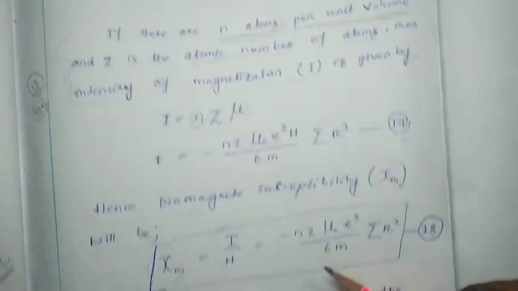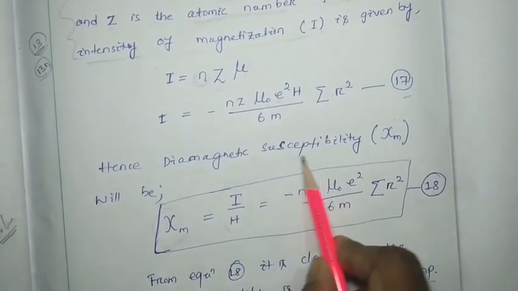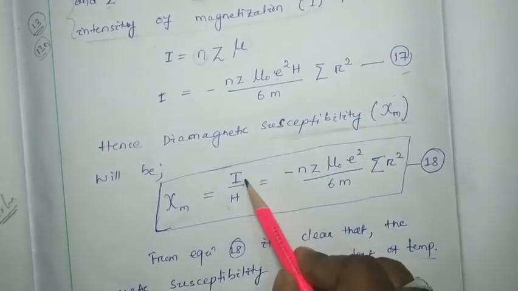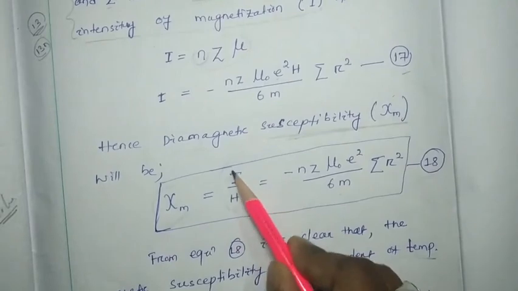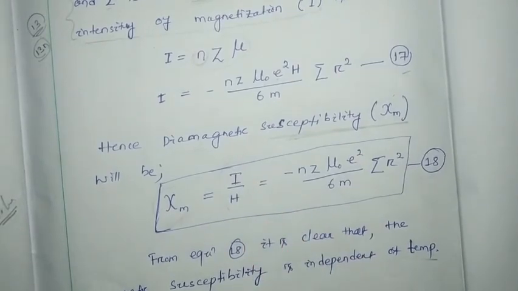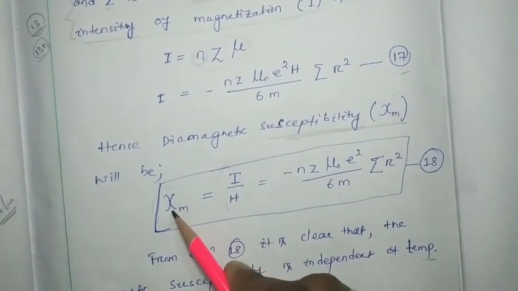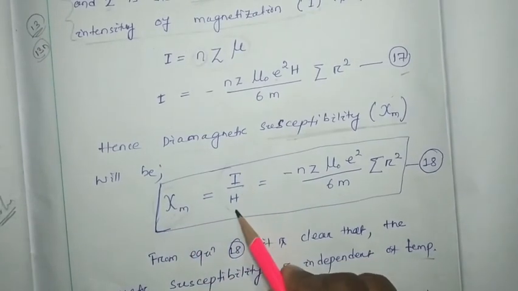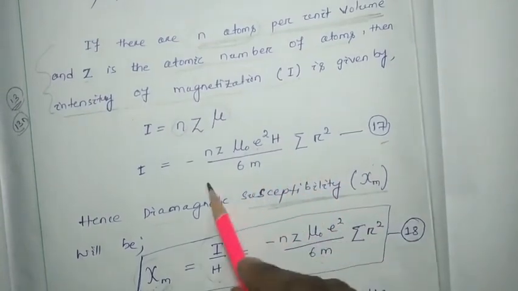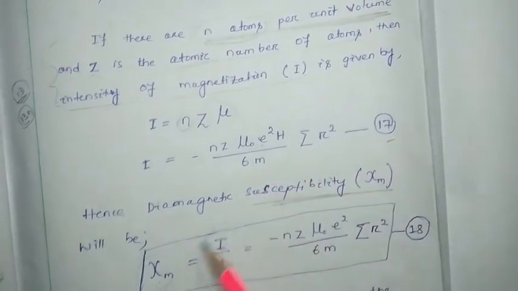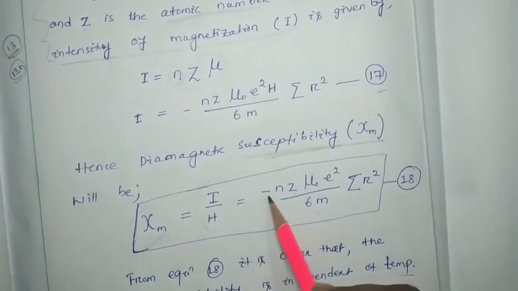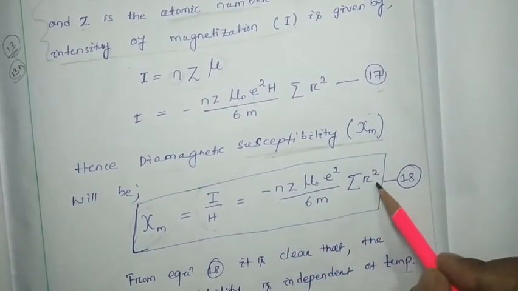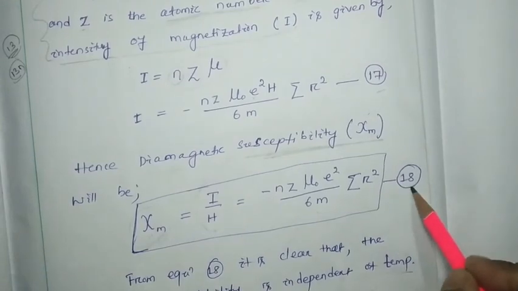Hence the diamagnetic susceptibility. We know that the susceptibility of a magnetic material is intensity of magnetization divided by applied field, so chi m is I by H. I is this much divided by H, so H gets cancelled. We find chi m equals minus N Z mu 0 e square by 6m, summation over r square. Let it be equation number 18.